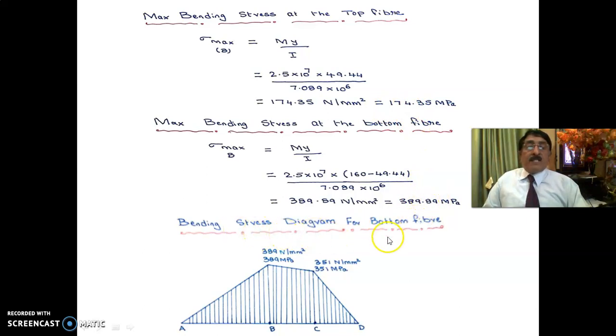And the bending stress diagram also, as you know, here this is 389. This is for the bottom fiber only, 389. And in this place, if I put 2.25 into 10 to the power of 7, you get 351 MPa. This also we will verify in Ansys. Now we will go directly to Ansys.